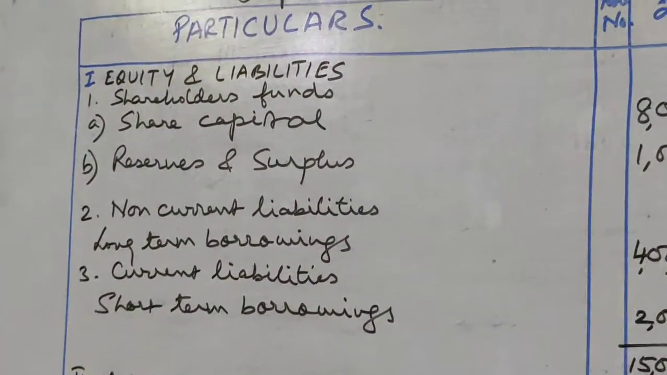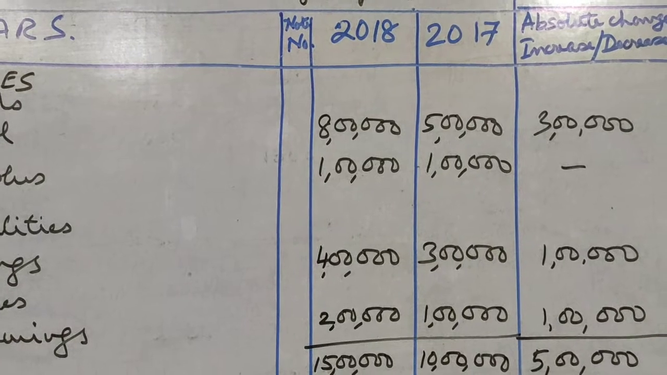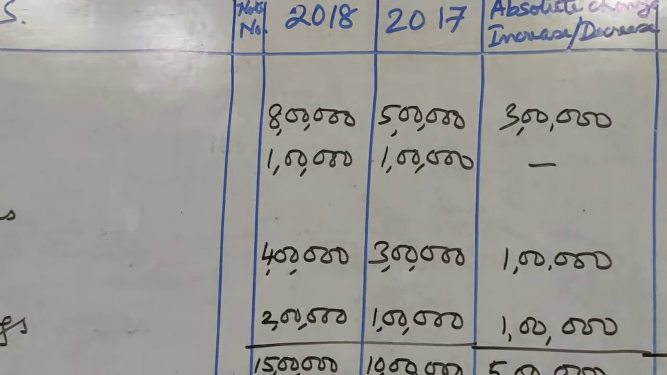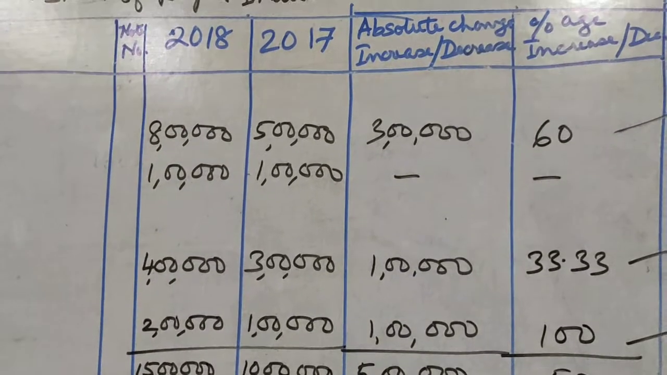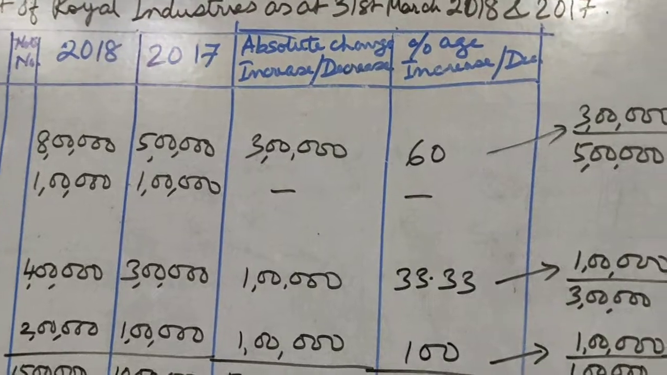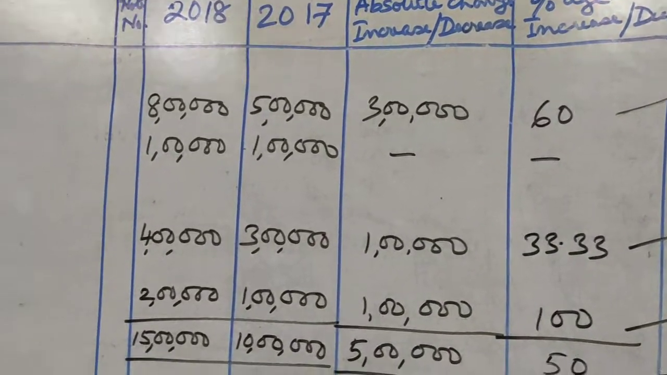Next point is share capital. Share capital, previous year 2017 it was 1 lakh. In the present year it is also 1 lakh. So there is no absolute increase or decrease. So I put a dash, and therefore there is no percentage increase or decrease. So I put a dash over there also.